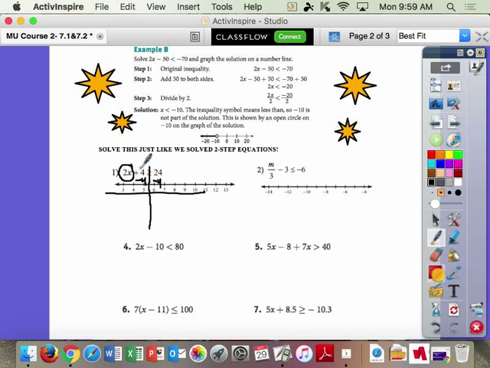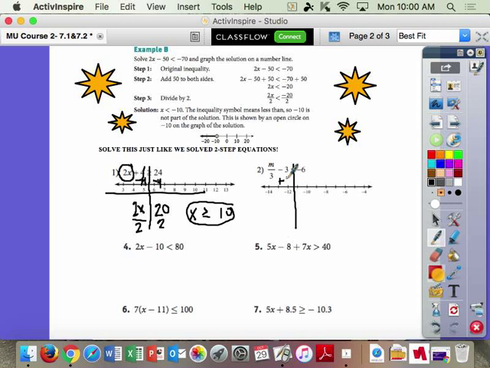Okay? 4 minus 4 gives me 0, leaves me with 2x. 24 minus 4, that's 20. Divide by 2. So what does that give me? 10. And then I'm literally just bringing the sign. Instead of an equal sign, I have this greater than or equal to. That's it. Literally, there's no difference right now.